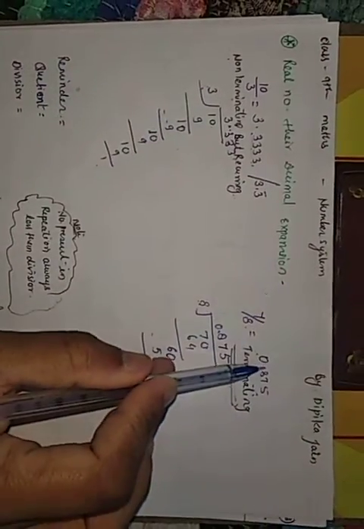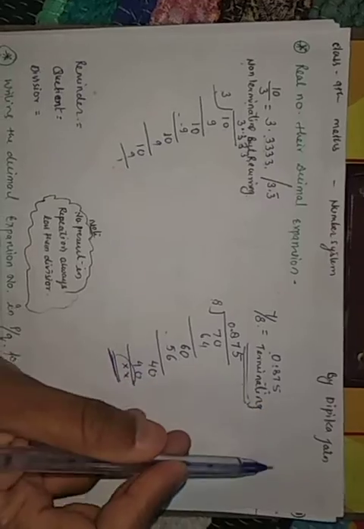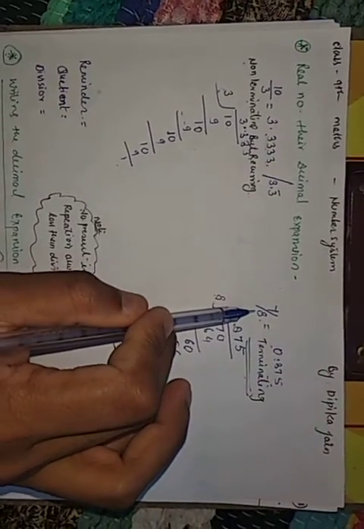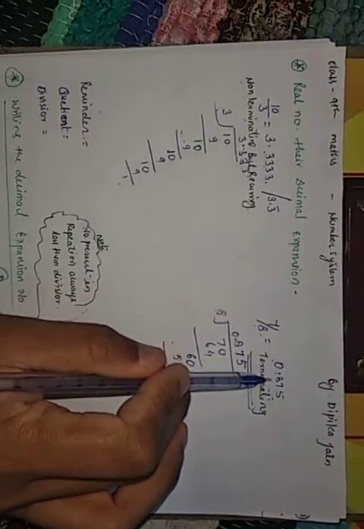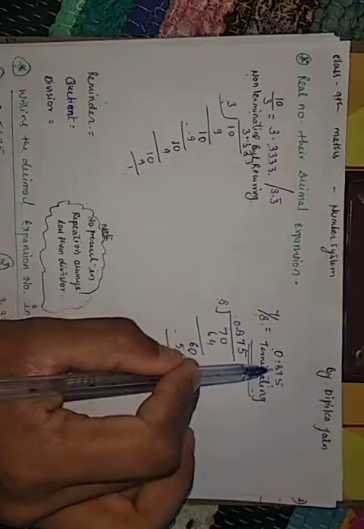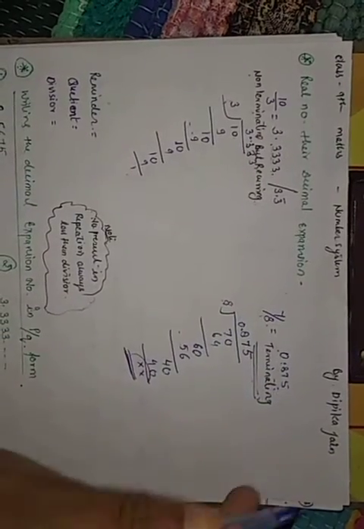After the decimal, however many numbers are increasing, that number will not go more than your divisor. It means here, how much? 8. So the number will not go more than 8 times. It means here it stops at 3 times. So what is it called? Correct. You have done the solution.